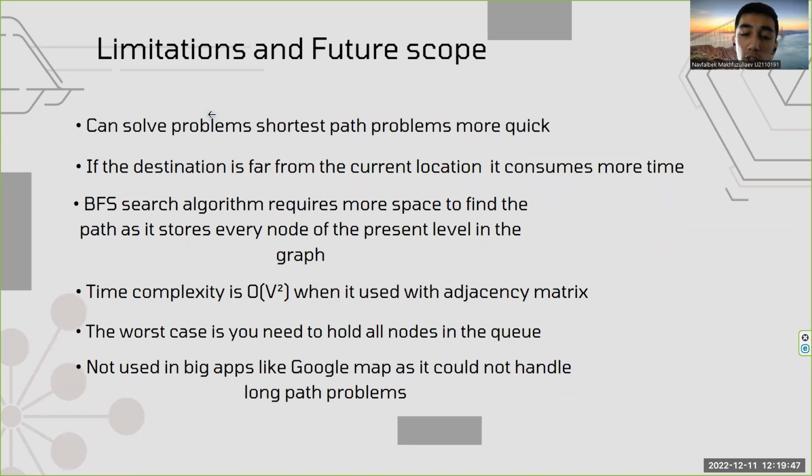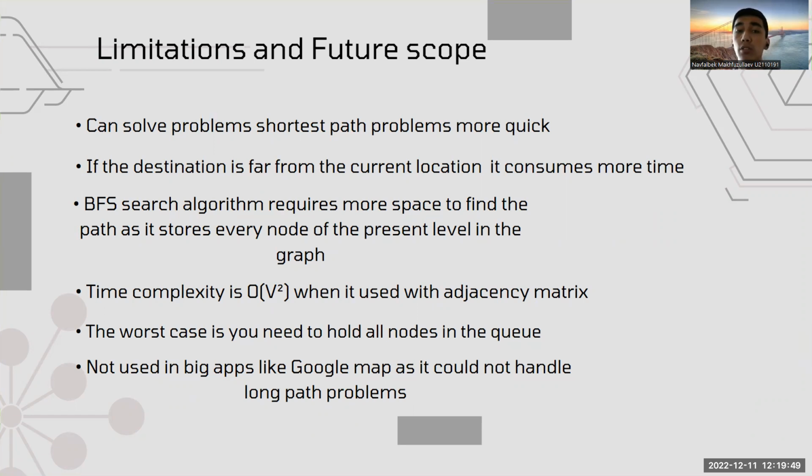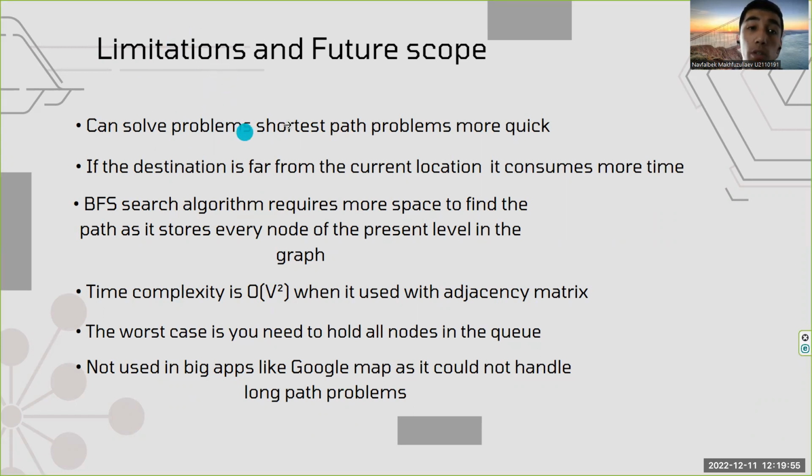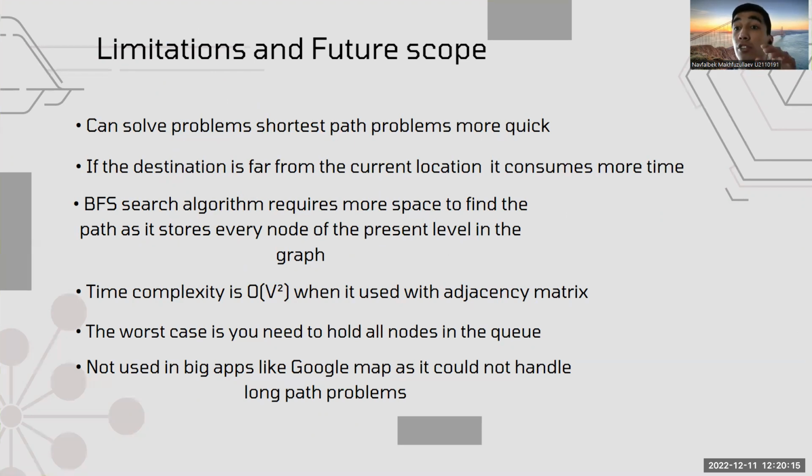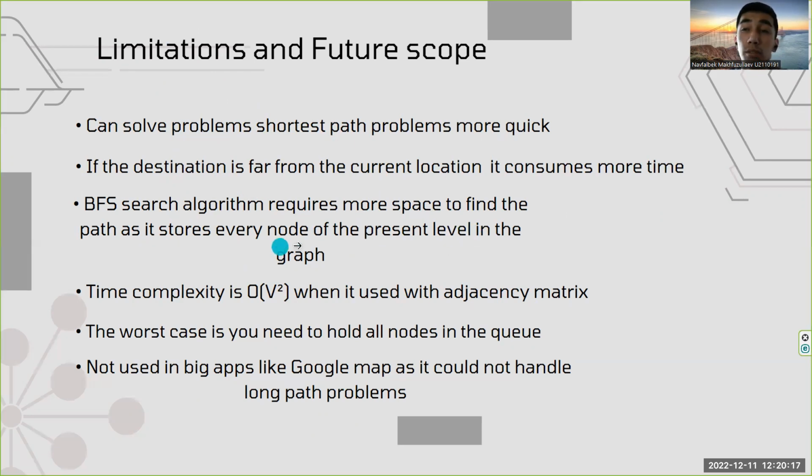The BFS algorithm cannot handle long path problems, while Dijkstra's algorithm can handle shortest path problems more quickly. If the destination is far from the current location, it consumes more time. The BFS algorithm requires more space than it needs because it stores every node at the present level of the graph. And the time complexity of the BFS algorithm is always quadratic when we use the adjacency matrix in our case. This makes it pretty slow.